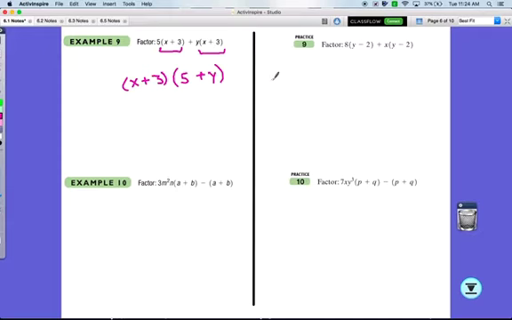Okay, try your practice 9. All right, here's your answer. It'll be y minus 2 times 8 plus x.